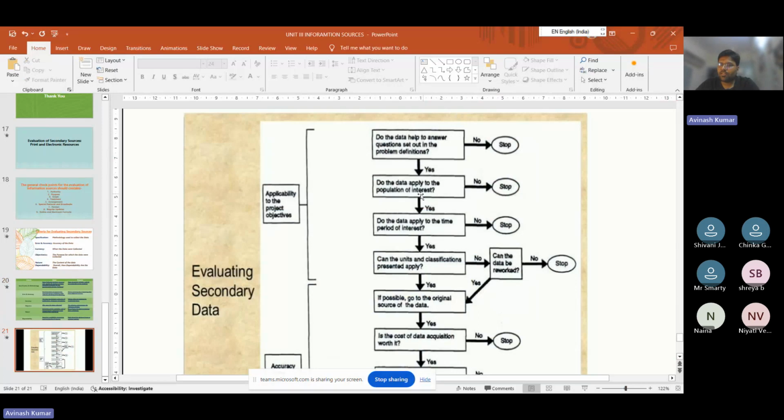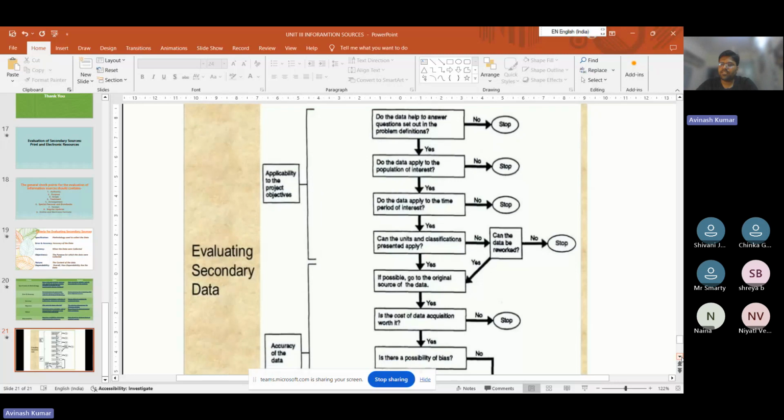Okay, next: do the data apply to the population of interest? Then you can find out if this is the data and you have applied it, it is useful, then you can go further. If it is not useful, then you can stop the research here, and you can again start from the starting point. Okay, this is the chain system of data collection. You can take a screenshot.